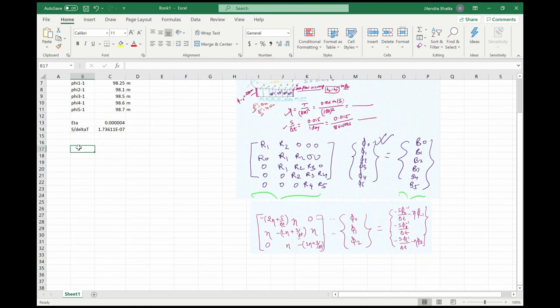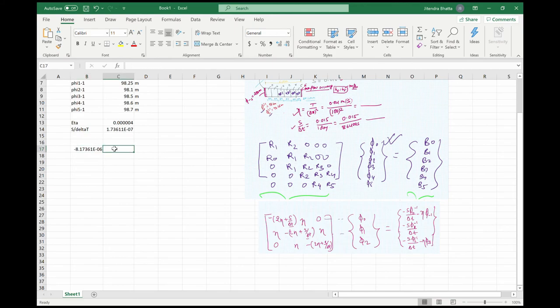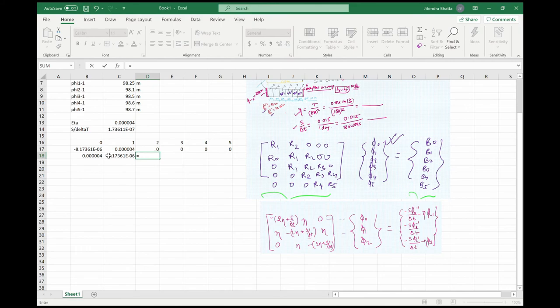So for the first row, what you'll have is minus 2 times eta plus S divided by delta t, which is this one. So this is our first term. And then we have eta here. This will be 0, this will be 0, this will be 0. This is grid block number 0, 1, 2, 3, 4, and then 5. And for this one, it will be like this. So this will be equal to eta, which is this one. This will be equal to this one here. This will be equal to eta again, which is this one. And then 0, 0, 0.